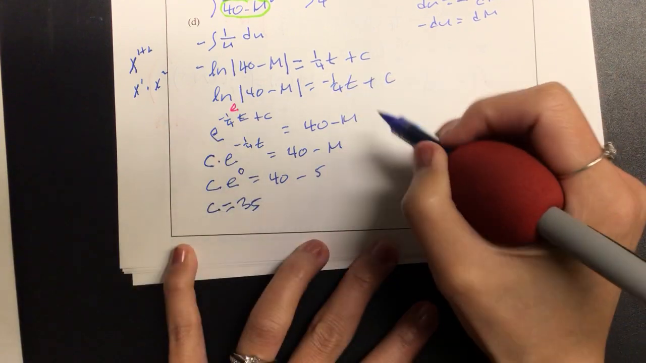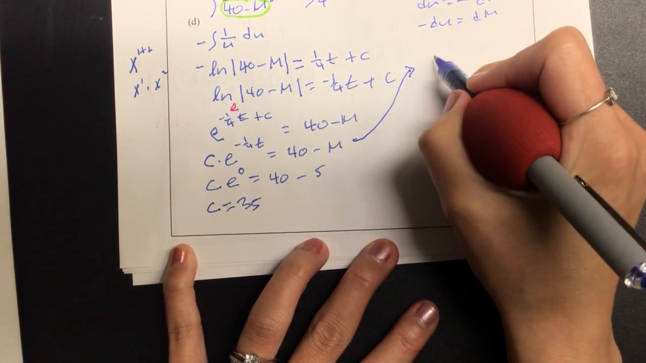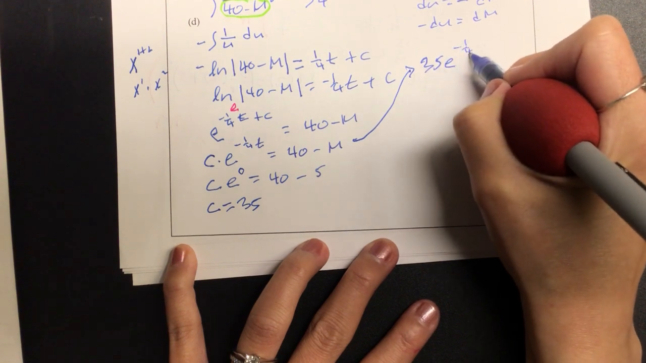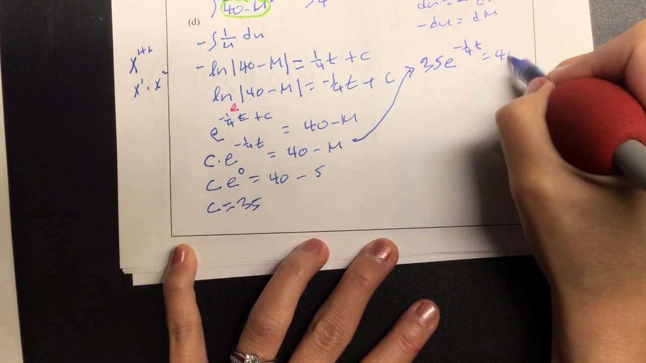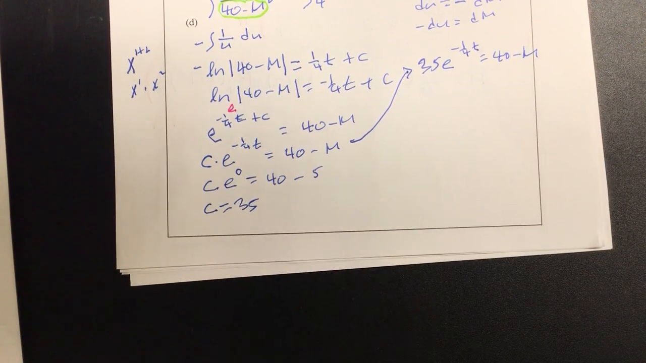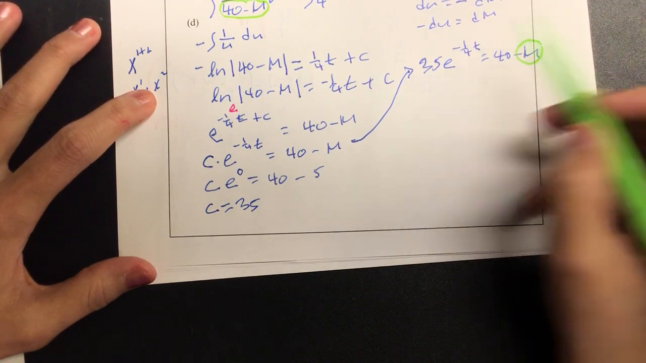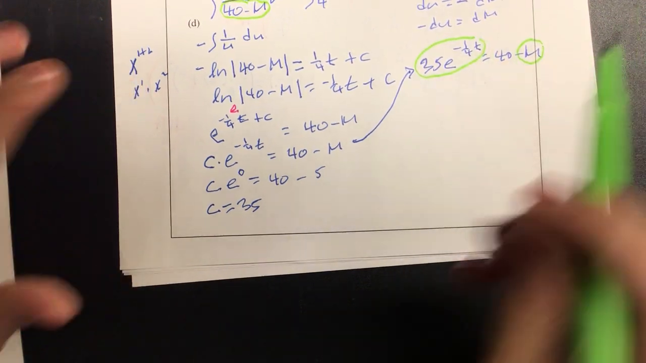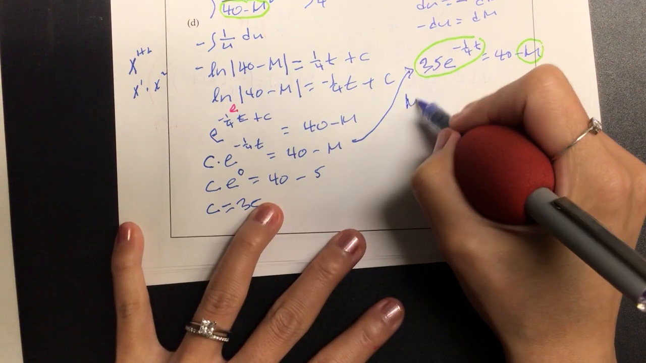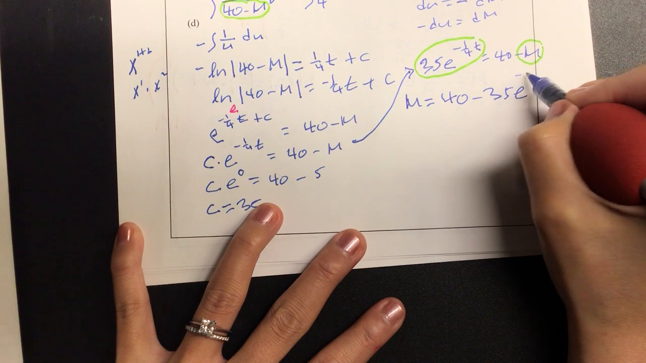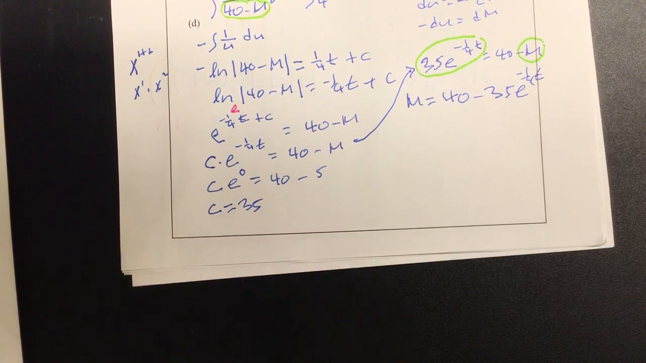So then let's carry that over. Which one do I want? This one? So we have 35 e to the power of negative 1/4 t is equal to 40 minus m. And I want to solve for m. So two things I'm going to move. I'm going to move the negative m by adding. I'm also going to move this whole chunk by subtracting. So we have m is equal to 40 minus 35 e to the power of negative 1/4 t. And they said to solve for m, and we did.